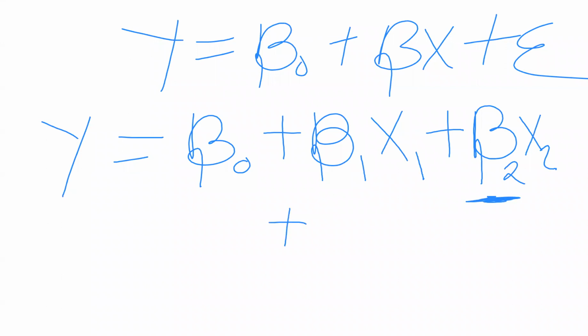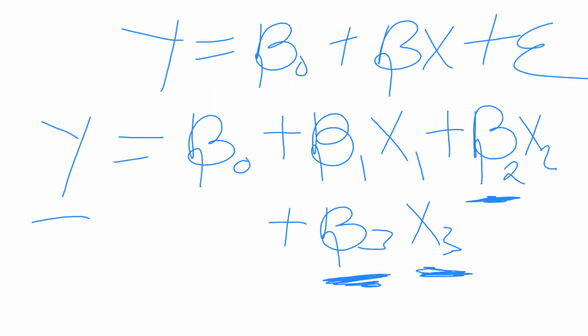Then plus what else? Gender. That will be beta 3 times x3, the variable. This one is just the gradient that shows us the unit change in y when this x changes. By how much does y change? It is represented by beta 3. Then plus the error term. This is called a multiple variable econometric model, of course. Is that clear?